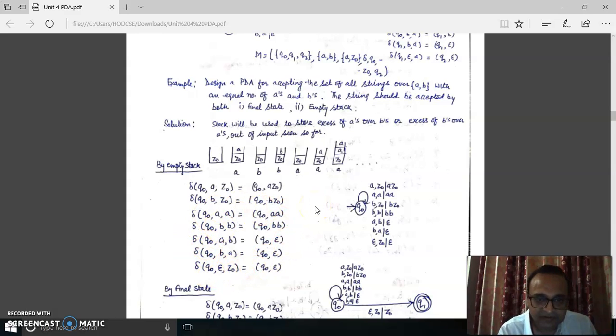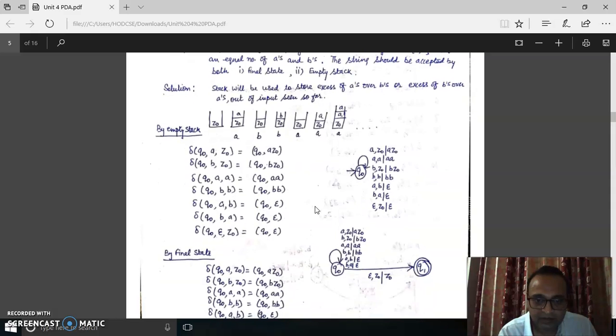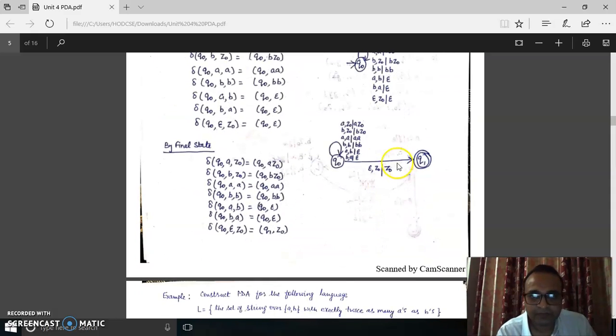Now let us solve the same question with the help of final state. So what is happening here? Suppose initially we are on the q0 state and a is the input symbol, at that time Z0 is the stack top symbol, so we are pushing a. Or b is the input symbol and initially the stack top symbol is the stack initial symbol, we are pushing b. If the input symbol is a and the stack top symbol is a, we are pushing a. If the input symbol is b and the stack top symbol is b, we are pushing b also.